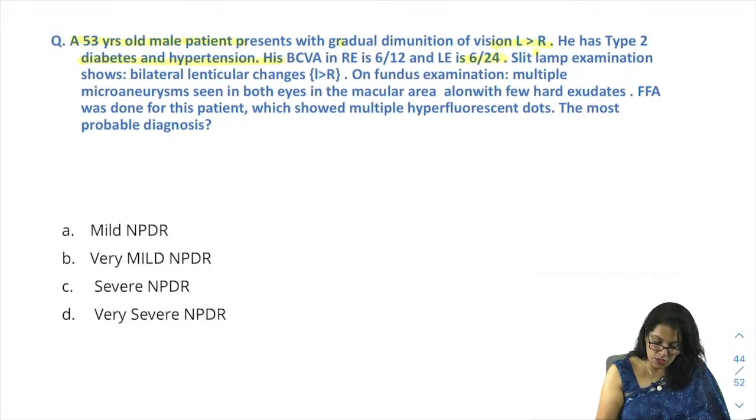Slit lamp examination showing definitely changes होंगे. Diabetic cataract हो सकते हैं. Okay, left more than right.